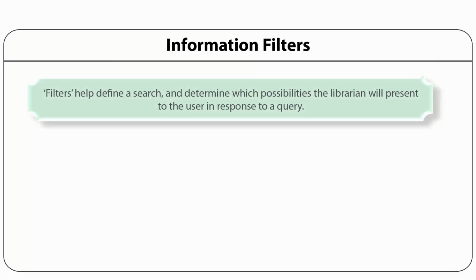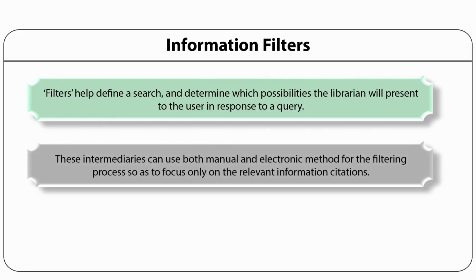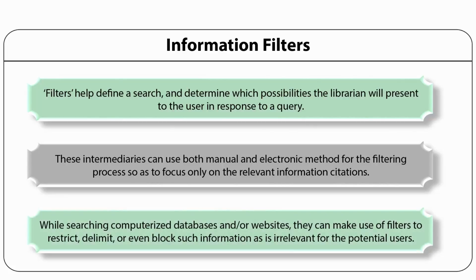Information filters. Filters help define a search and determine which possibilities the librarian will present to the user in response to a query. These intermediaries can use both manual and electronic methods for the filtering process so as to focus only on the relevant information citations. While searching computerized databases and websites, information filters can make use of filters to restrict, delimit, or even block such information as is found irrelevant for the potential users.